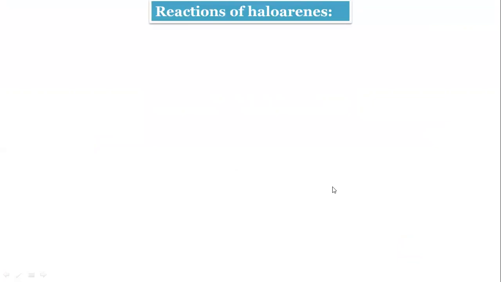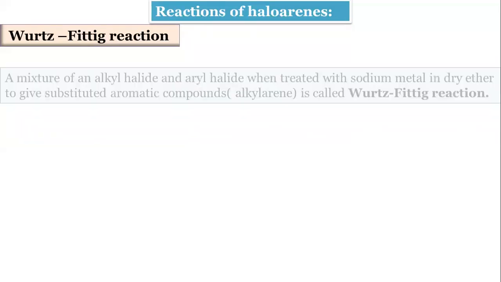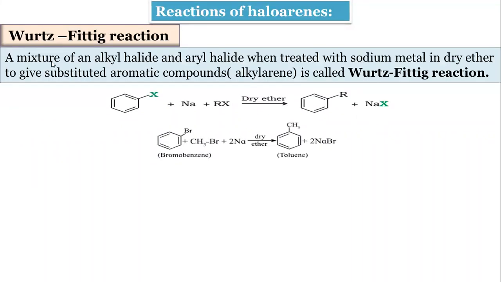Then the reactions with haloarenes. Before this, you learned about the reactions of haloalkanes. Now the reactions with arenes, that is, aromatic compounds: the Wurtz-Fittig reaction. The Wurtz reaction is different and the Wurtz-Fittig reaction is different. Come to the example, then you will clearly understand. In the Wurtz reaction, alkyl halides and sodium metal are used. In the Wurtz-Fittig reaction, sodium metal is also used, but an alkyl halide and an aryl halide are used. When an alkyl halide and an aryl halide are used, this reaction is called the Wurtz-Fittig reaction.